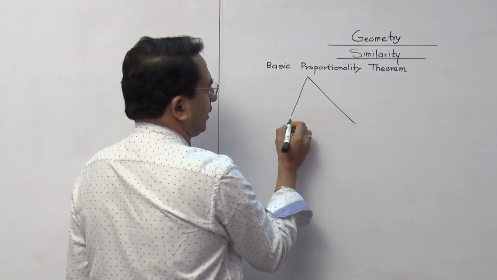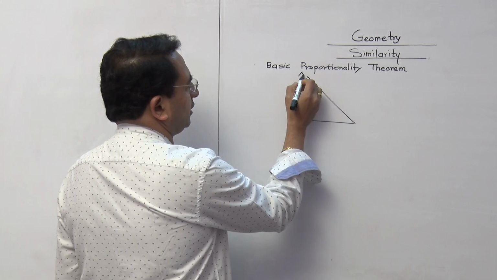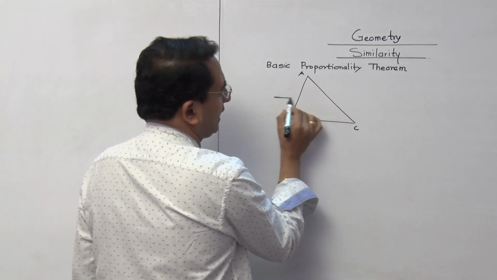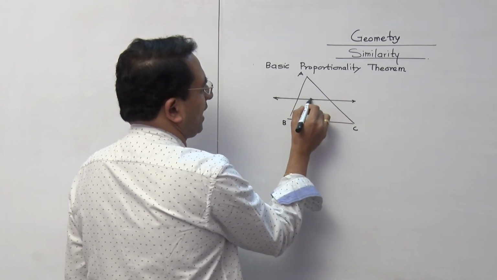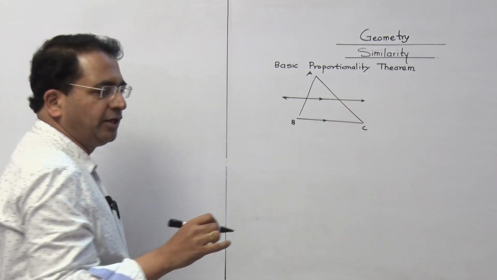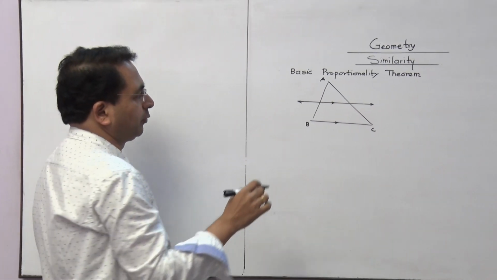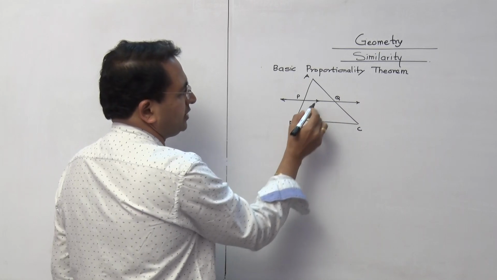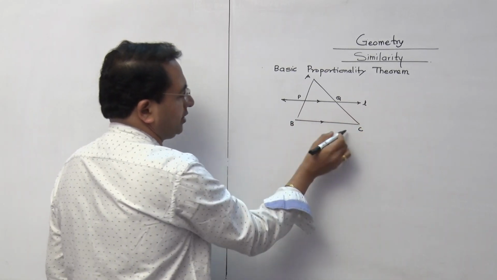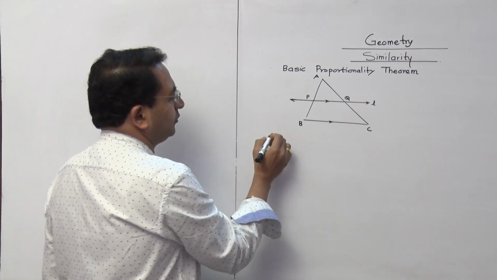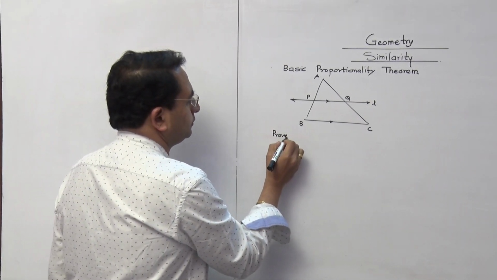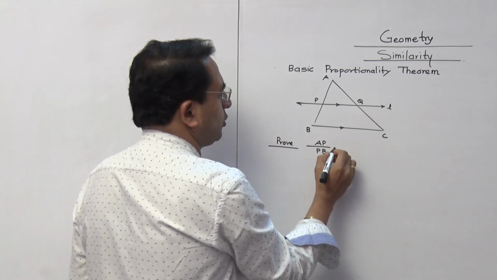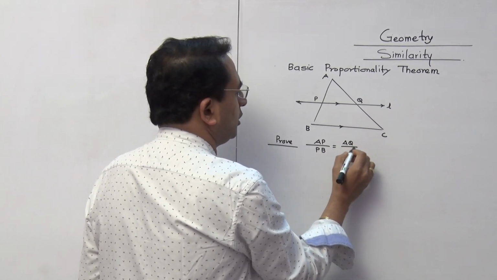We have a triangle, for example. I name the triangle ABC. If I draw a line like this, which is parallel to the base, then it divides the other two sides in proportion. For example, I consider these points as P and Q. This line L is parallel to BC. Then what do you need to prove? We have to prove that AP upon PB is equal to AQ upon QC.